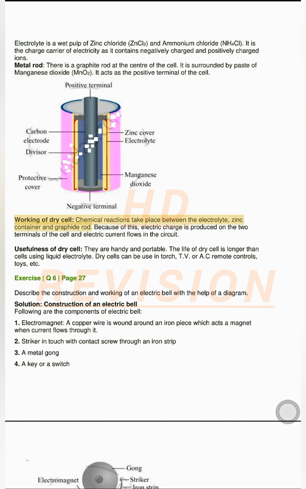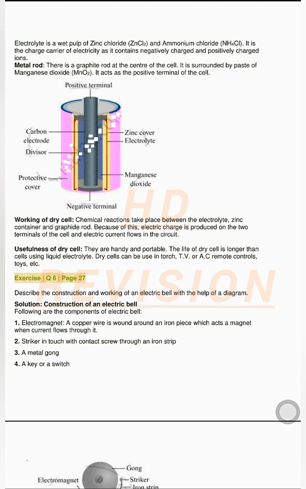Working of dry cell. Chemical reactions take place between the electrolyte, zinc container and graphite rod. Because of this, electric charge is produced on the two terminals of the cell and electric current flows in the circuit. Usefulness of dry cell. They are handy and portable. The life of a dry cell is longer than cells using liquid electrolyte. Dry cells can be used in torch, TV or AC remote controls, toys, etc.